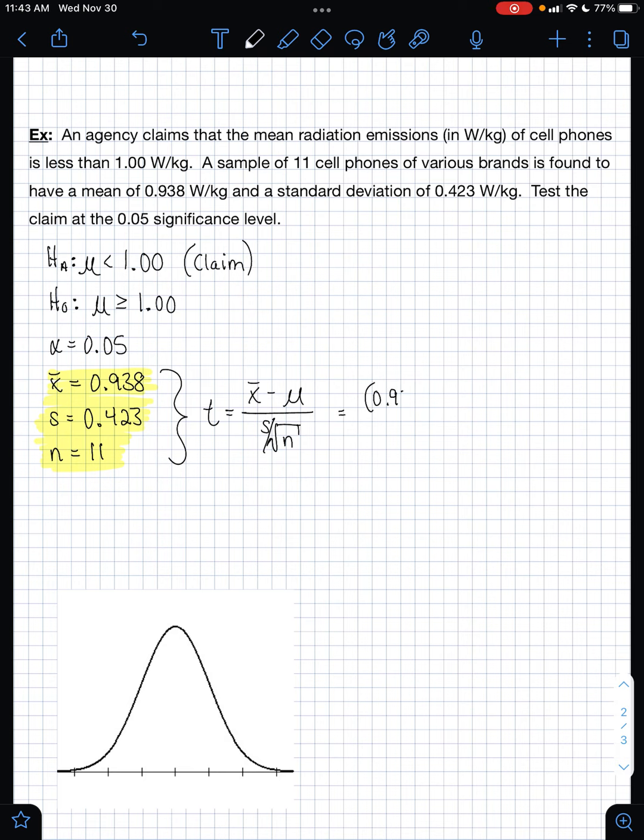So 0.938 minus 1 over 0.423 divided by the square root of 11. Of course, numbers like this are why calculators are our friend. What we get out of this is a t-value of negative 0.486.